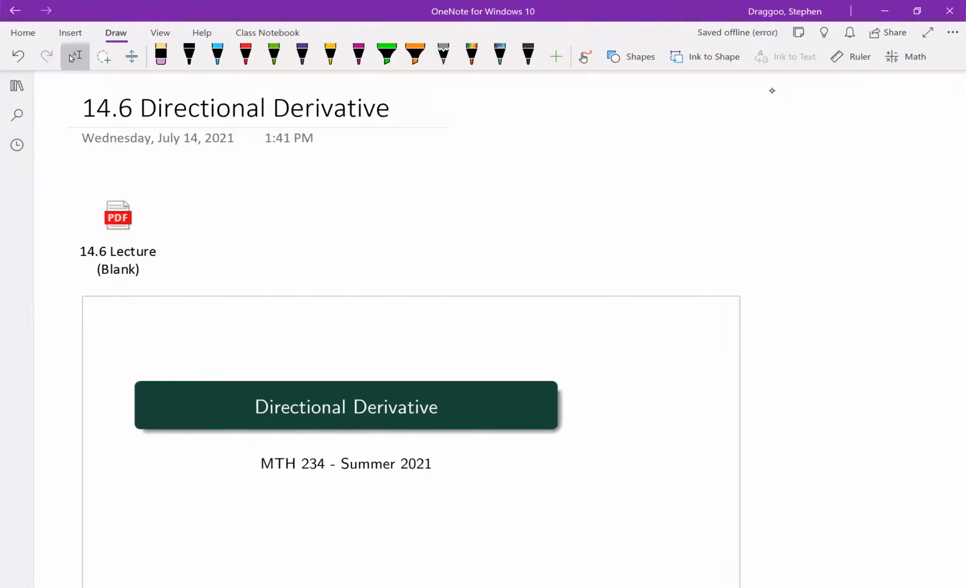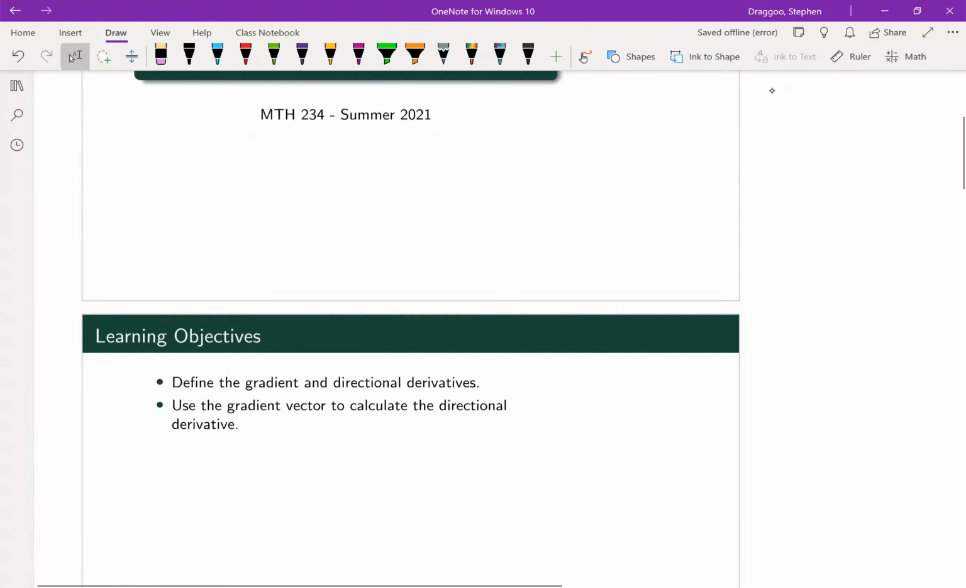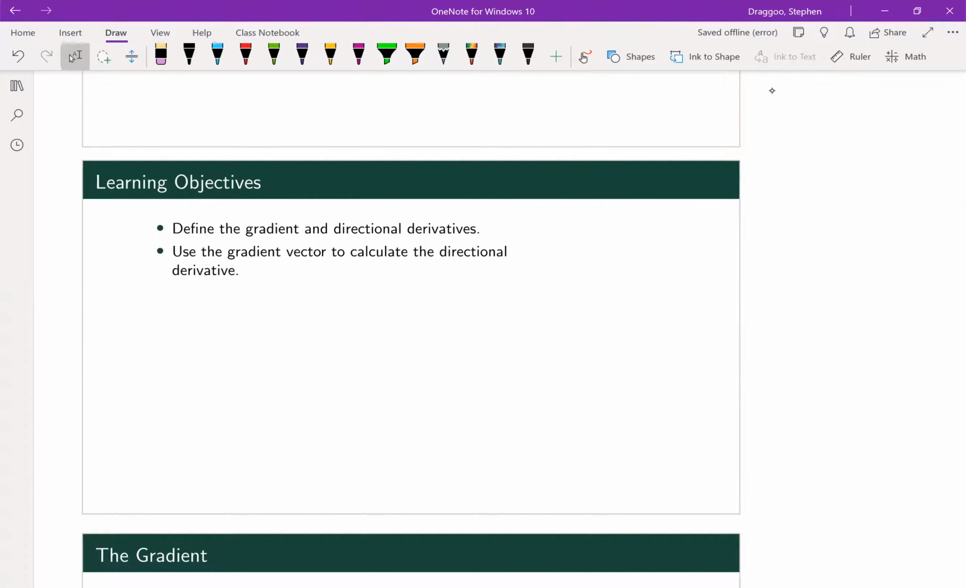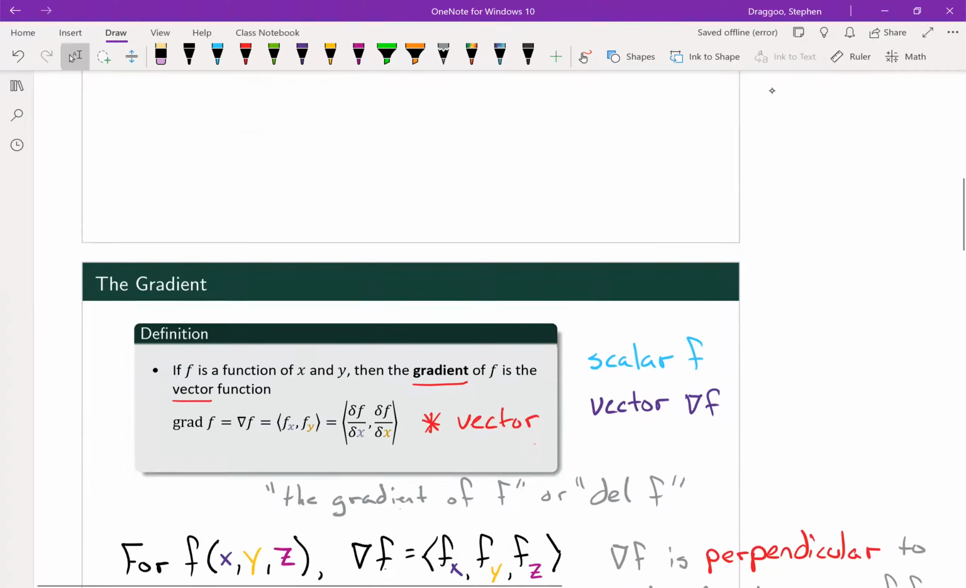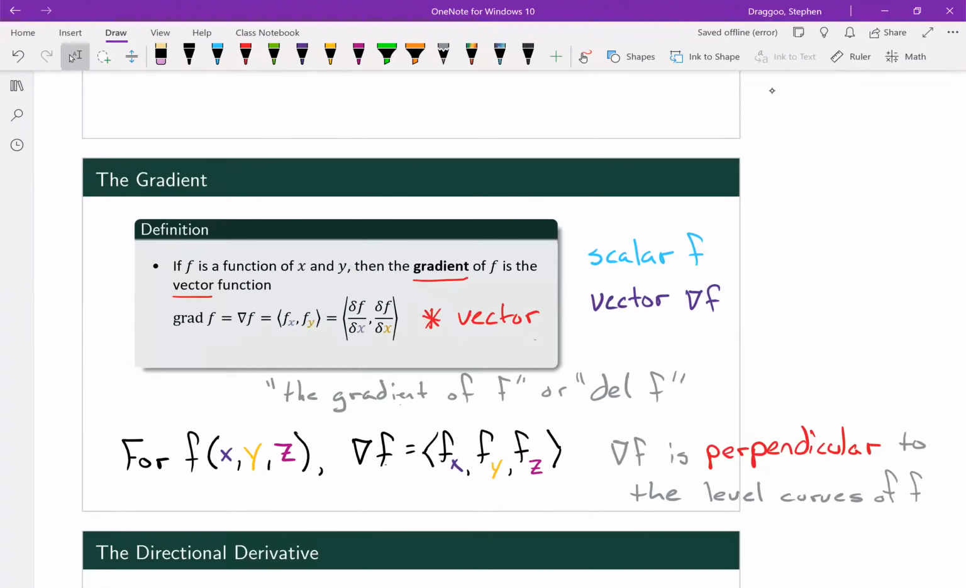All right, let's take a look at section 14.6, which will cover the directional derivative, and more importantly, the gradient. So just a couple of learning objectives. I will define the gradient and the directional derivatives, and then we'll use both of those to calculate directional derivatives. Starting off with the definition of the gradient.